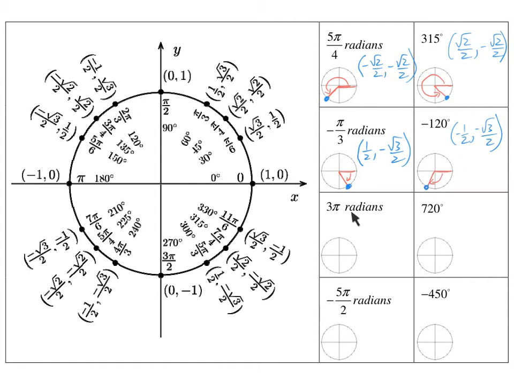Okay, so for 3 pi radians, 3 pi radians is a little bit trickier because you start here. 3 pi means I go around once, but don't you keep going? Another pi. Isn't it 2 pi plus 1 more pi? So really, I end right there, so my coordinate is right there. And if we look at our unit circle, that coordinate is negative 1, 0.